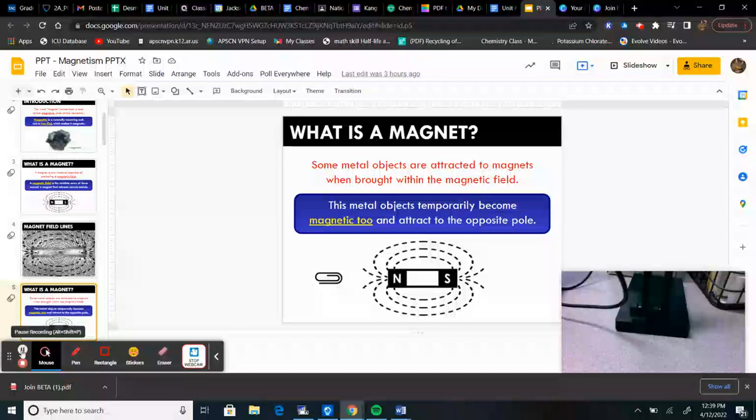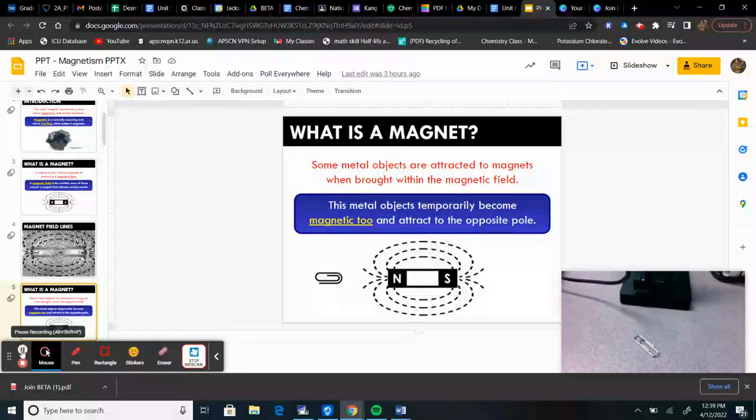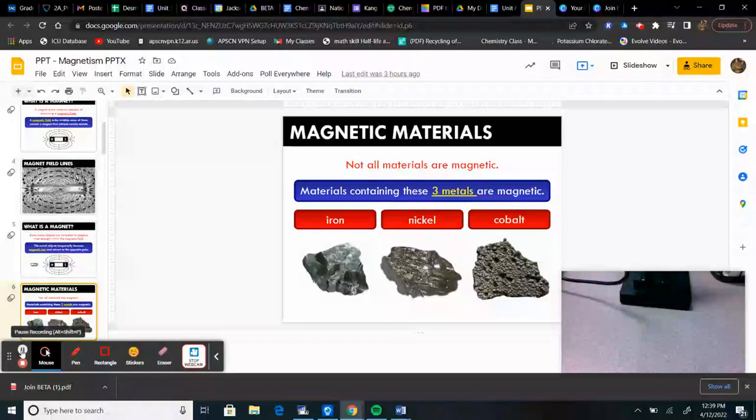Okay, so as we can see, we do have a paper clip here. And we know that metals should be attracted to magnets. Now, what we can do is you can actually create a magnet using what you have here and a piece of metal. But let's figure out what actually is a magnet made out of.